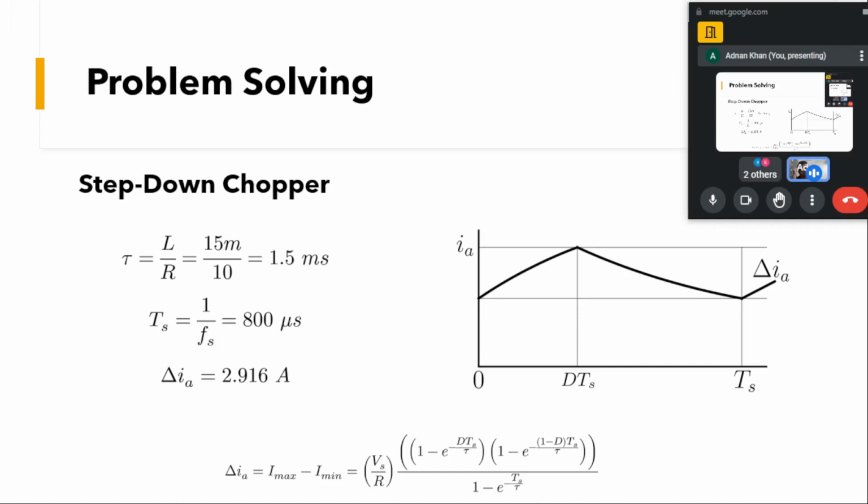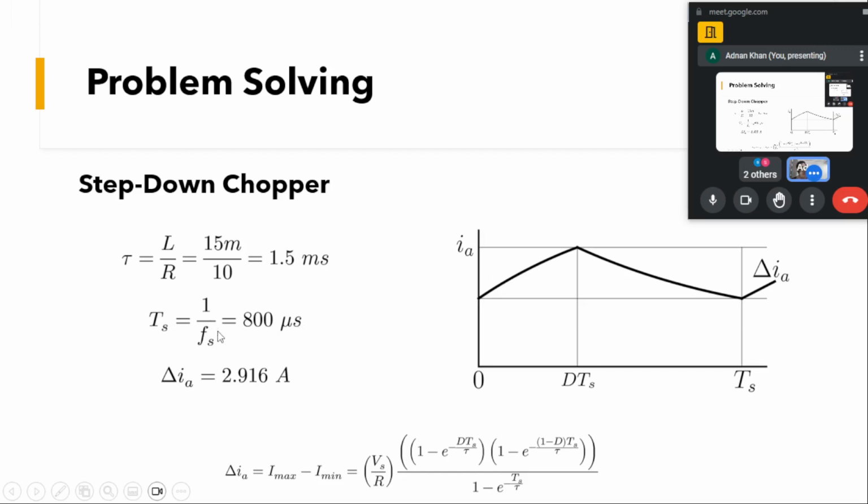You got that? Everyone get it now? Any confusion or something, let me know, or if I'm going fast. Now what is needed is, tau we are able to calculate, it is 1.5 milliseconds, and now we needed to calculate the ts.